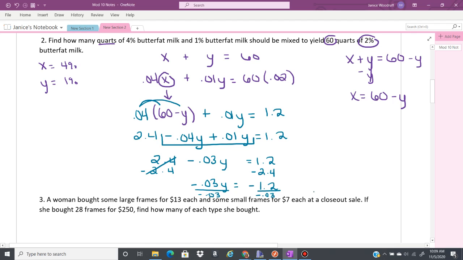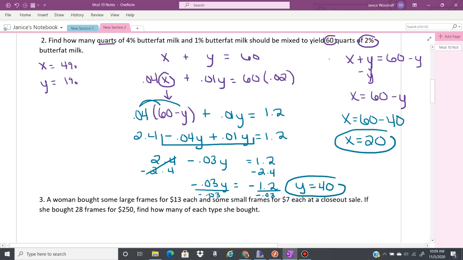And let's see what that gives us. That's going to give us 40. So we're going to get here that y equals 40, which means I'm going to have 40 quarts of the 1% butterfat milk. Then I want to find the amount of 4%. Well, that's going to be x plus y equals 60, or x equals 60 minus y. So 60 minus 40 will give us 20. So I'm going to have 20 quarts of 4%, 40 quarts of 1%, and that will yield me the 60 quarts of 2%.